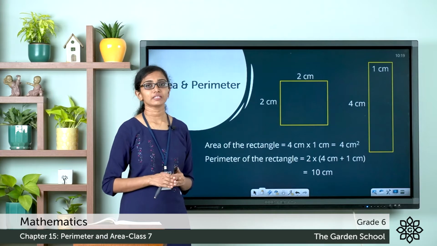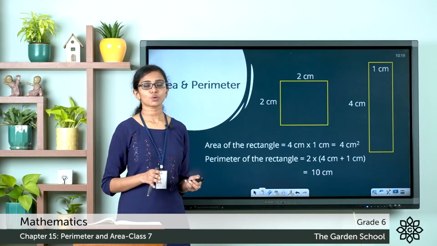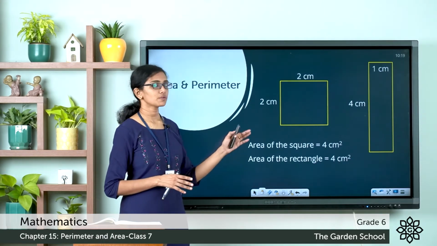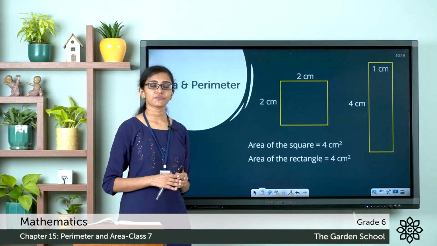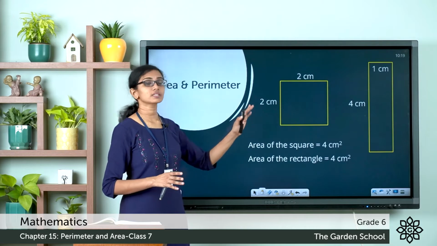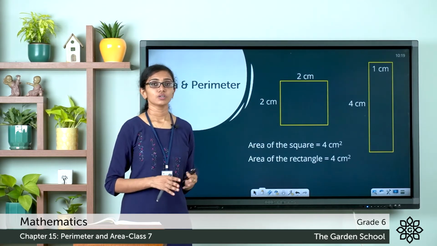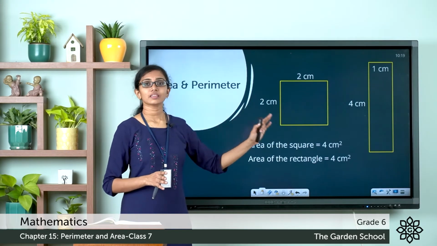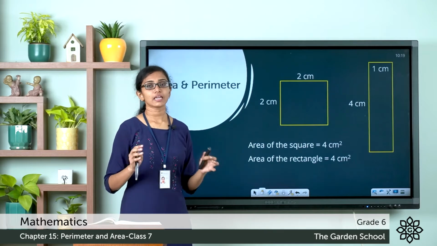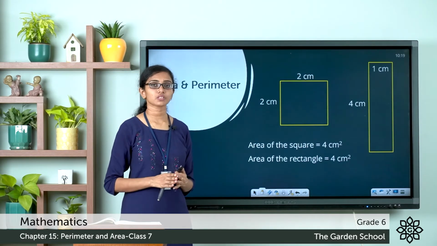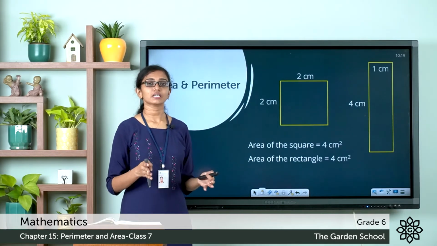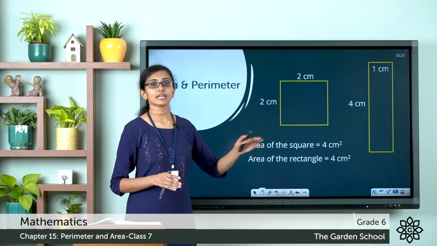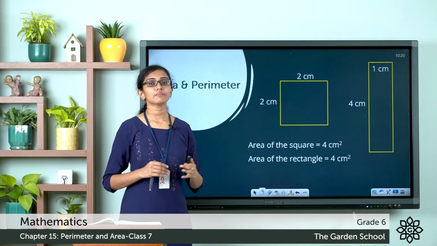Now, let's have a comparison of these two. For the square, the area is equal to 4 cm square. And for the rectangle also, the area is 4 cm square, even though the dimensions are different. So, we can see both the shapes enclose the same area. So, it is possible for 2 different shapes to enclose the same area. That is, it is possible for a square and a rectangle to enclose the same area.